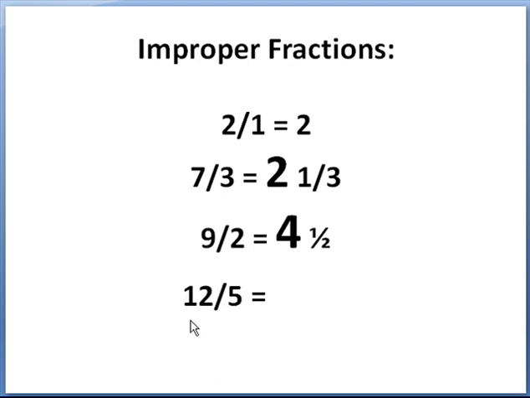Alright, 12/5. How many times will 5 go into 12? It will go 2 times. That will create a 10. 12 minus 10 then is 2 left over, and so we wind up with 2 and 2/5. You can check yourself by saying 5 times 2 is 10, plus 2 is 12, and we're dealing with fifths, 12/5.